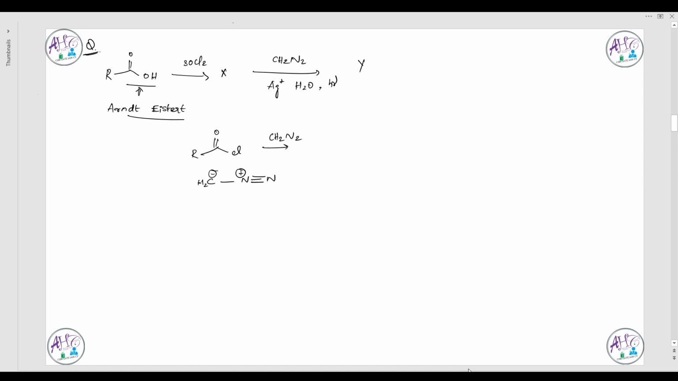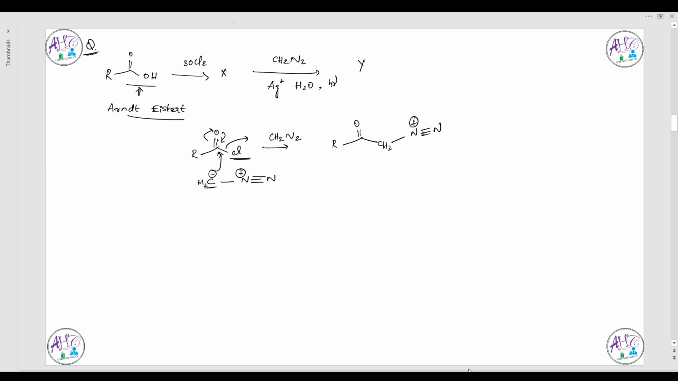So your negative charge, your carbanion group, will now attack your carbonyl carbon. Thereby the bonds will be shifted like this, resulting in removing the chlorine group. So the chlorine group will be removed. So you will get a group like this. You will have your carbonyl group, you will have your CH2, and then we'll also have your nitrogen groups like this.